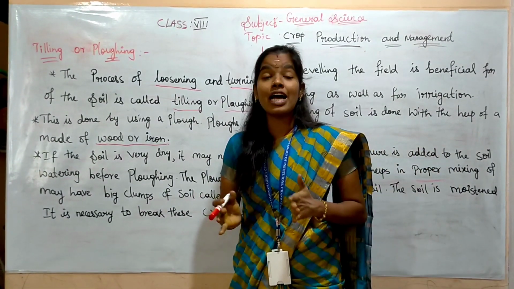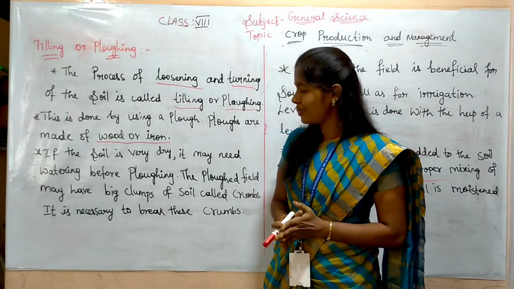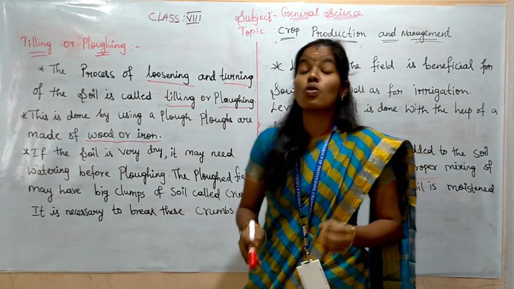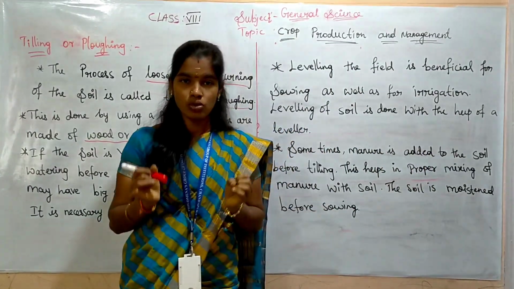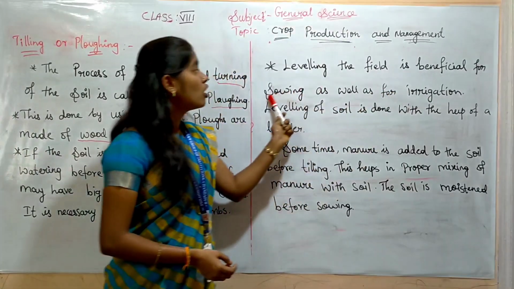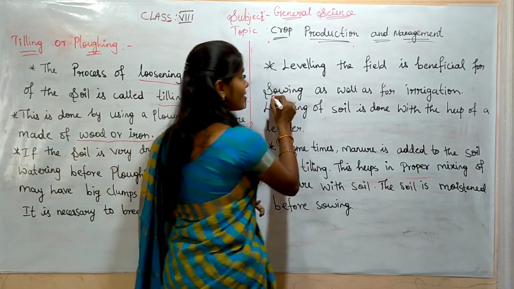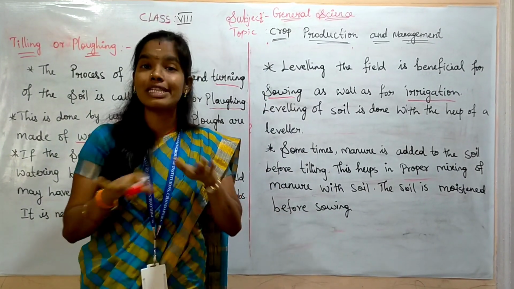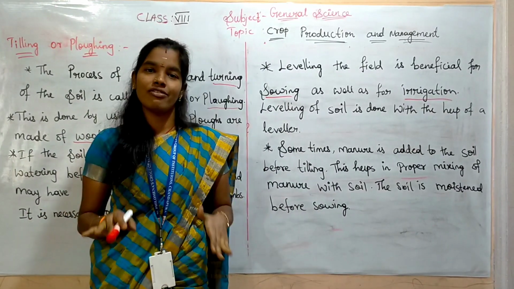So the ploughed field has big clumps of soil, called crumbs. It is necessary to break these crumbs, so we have to break them. Leveling the field is beneficial for sowing as well as irrigation. So the next step is to level that particular agricultural field.